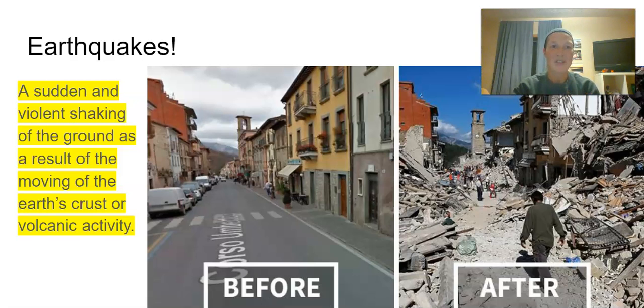So earthquakes are sudden and violent shaking of the ground as the result of the moving of the Earth's crust or volcanic activity. So volcanoes can trigger earthquakes as well as tectonic plates. So here we've got the same street before and after, right? So you can see this clock tower is the same and this building's the same, but not much else is.